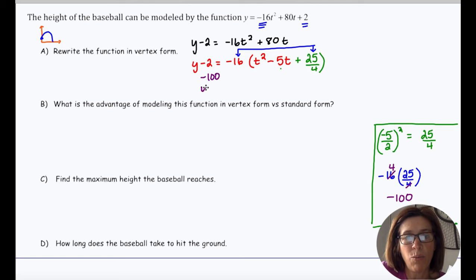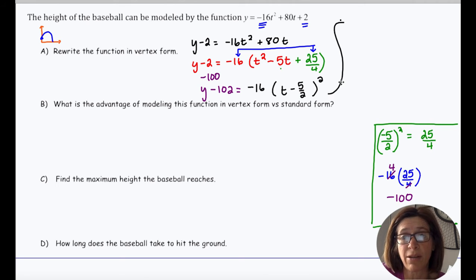All right, so that gives me y minus 102 equals, I'm going to rewrite my perfect square trinomial as the square of a binomial, so t minus 5 over 2 squared, and then I'm going to add the 102 to the other side. I'll come up here. So y equals negative 16 times the quantity t minus 5 over 2 squared plus 102.